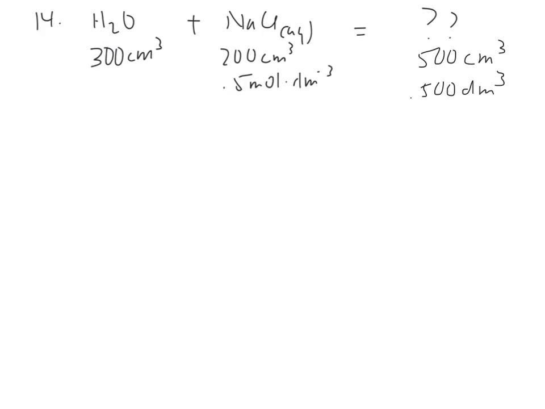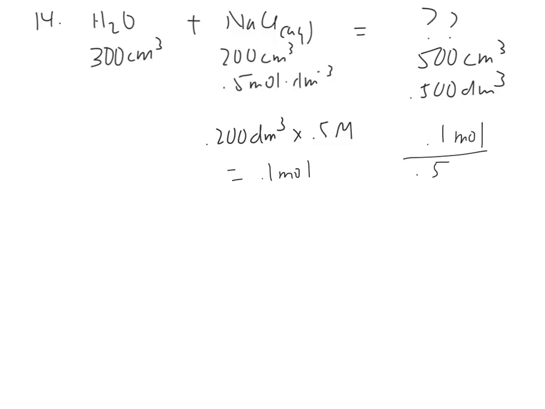My moles are only coming from the second solution, the aqueous solution of NaCl, so 0.200 decimeters cubed times 0.5 molar NaCl means I had 0.1 moles of NaCl in there. So I now have 0.1 moles in 0.500 decimeters cubed, or liters, which means I have a 0.2 molar solution, or letter C.